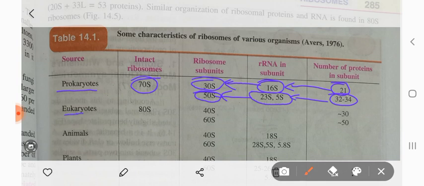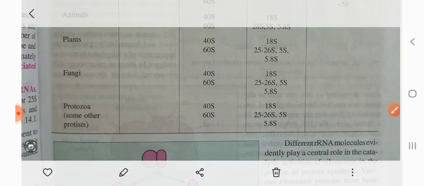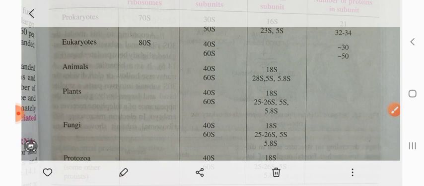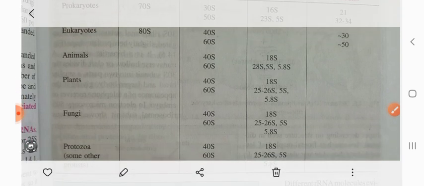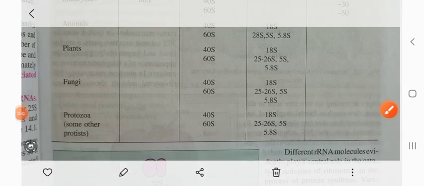I have already mentioned the eukaryotes, but let us see other things, for example in plants, or better, in fungi.